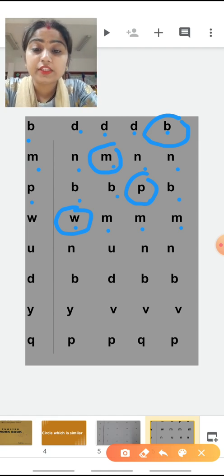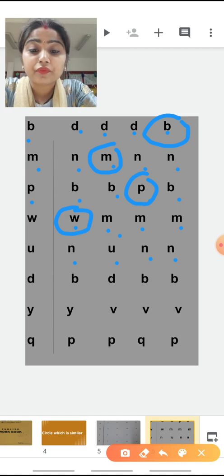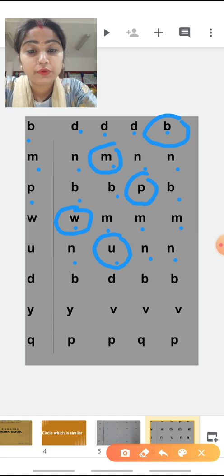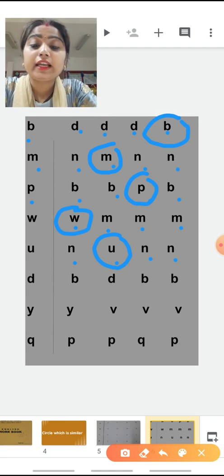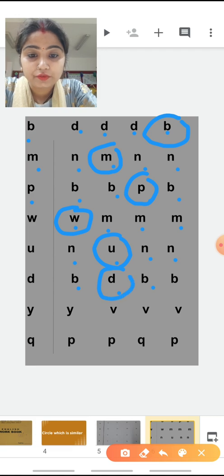Now U. Next is U. And the alphabets given are N, U, N, N. Now what we are going to circle? Yes, we are going to circle U because U is similar to U. Now the next is D. So alphabets given are B, D, B, B. So which one we will circle? We will circle D. Yes, very good children.